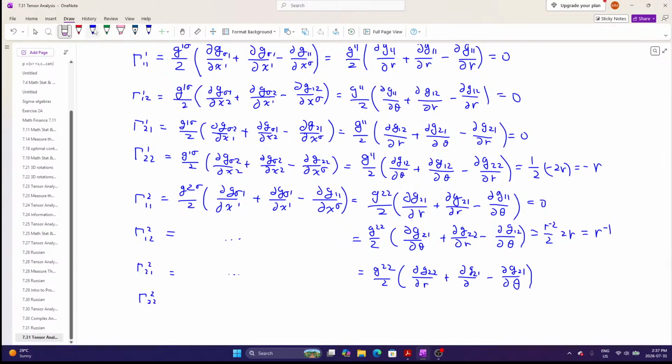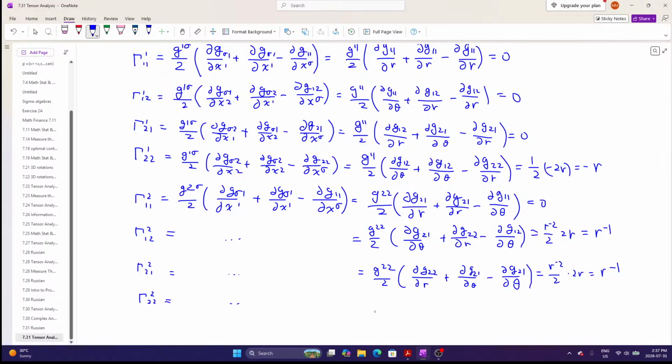Okay, evaluate. Cross term goes away, these two terms go away. And here, dg22 over dr, oh, isn't that just what we calculated earlier? This is 2r. So this is the same as the earlier one. r to the minus 2 over 2 times 2r. You get r to the minus 1. These two are non-zero and are the same. Excellent. Gamma 22. What's gamma 22?